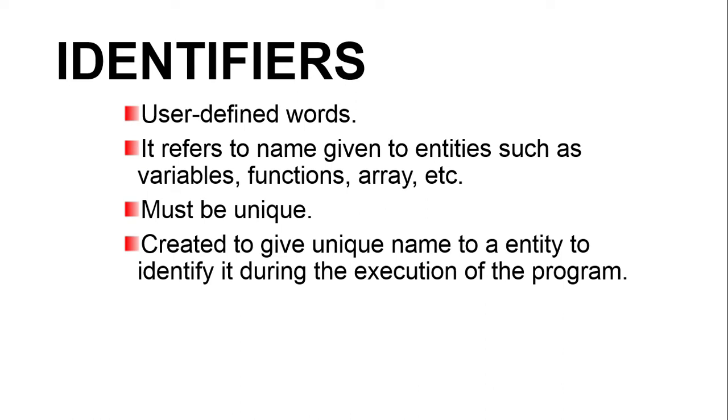Also, the condition is that it must be unique. You should not repeat the same identifier multiple times. It is created to give a unique name to an entity, so there is a unique name for each entity for execution of the program. The identifier plays an important role in the C programming concept, because we have to declare all the variables with some name. That name is called the identifier.